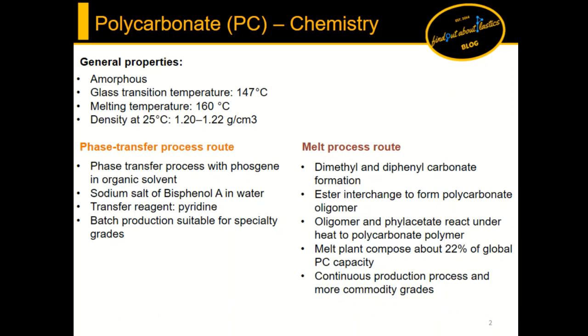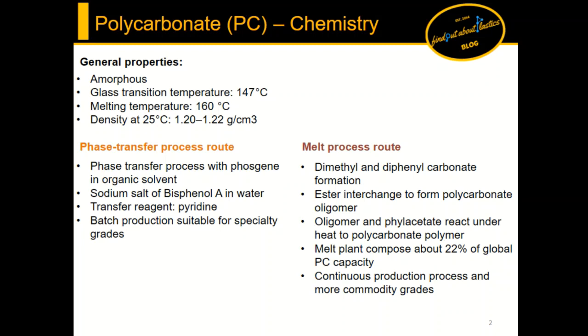So what are the properties and what is the chemistry of polycarbonate? Polycarbonate is an amorphous polymer with a glass transition temperature of 147 degrees C and a melting temperature of 160 degrees C. It is transparent and has a density of 1.2 grams per cubic centimeter. There are two ways to obtain polycarbonate: the phase transfer process and the so-called melt process route.